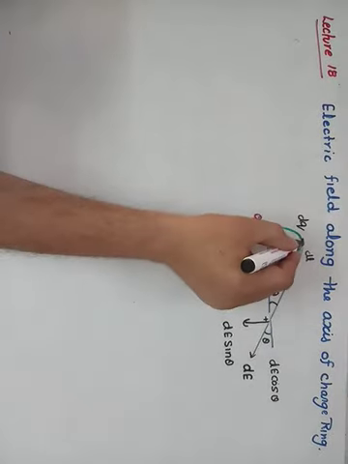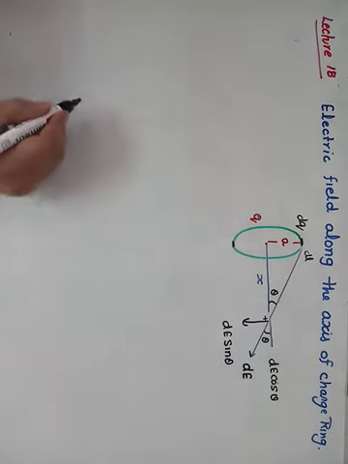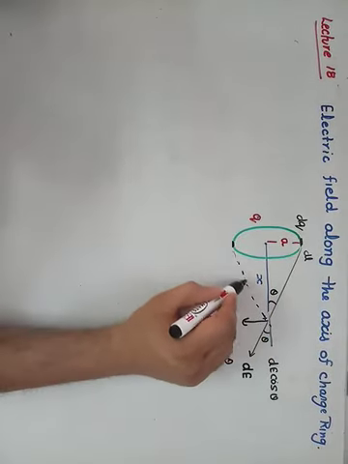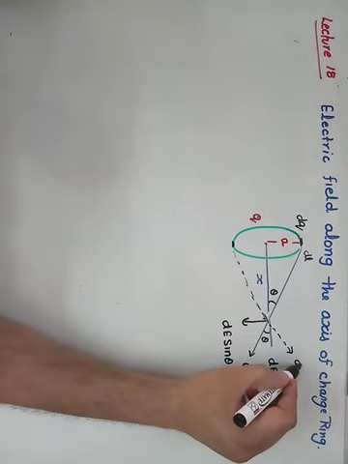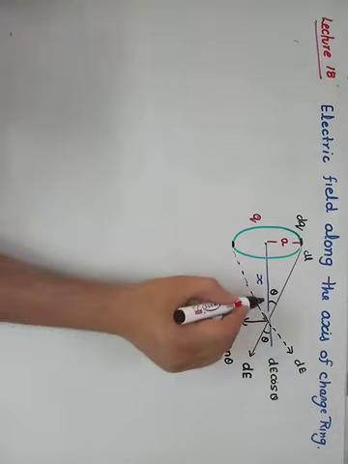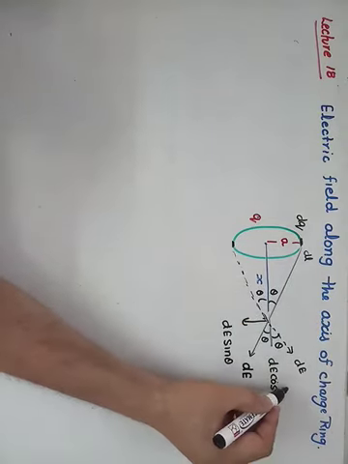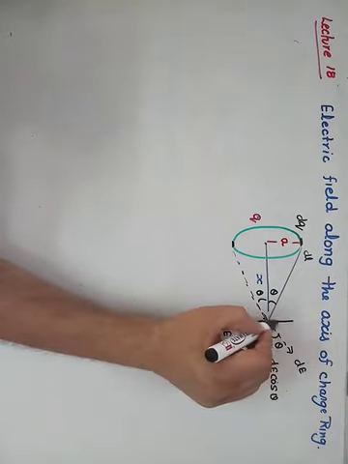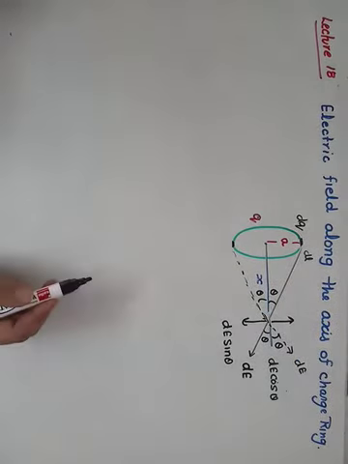If we assume the same size of element dl on the diametrically opposite end, then what will happen? The same unit positive charge will now experience a force in this direction. This will also be dE. Due to symmetry, this angle will also be theta. If we resolve it, we get dE cos theta on the x-axis and dE sin theta on the y-axis. This dE sin theta will cancel out and the net field will be along dE cos theta.